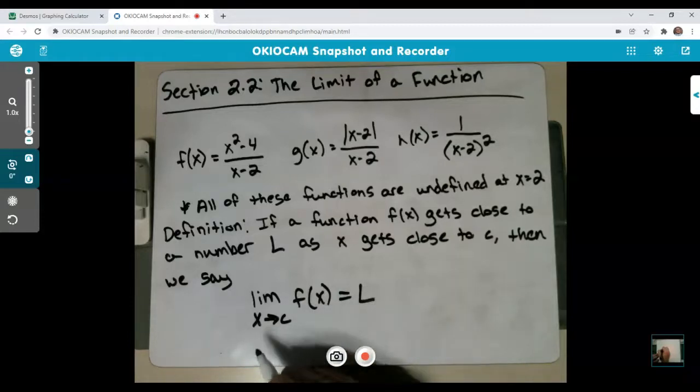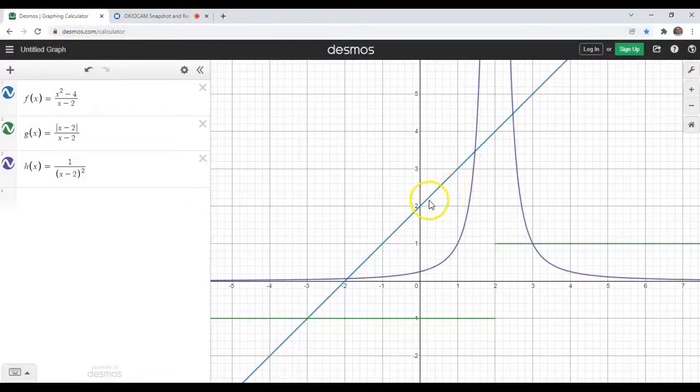Okay? As x gets really close to C, y gets close to L. So looking at those graphs we just graphed over here, I can see the blue line, as x gets really close to 2, I can see y gets really close to 4, right? Because if you look at this point right here, even though there's not a point there, as x gets closer to 2, so like let's drag this along here, I can see as my x is getting closer to 2, my y is getting really close to 4.